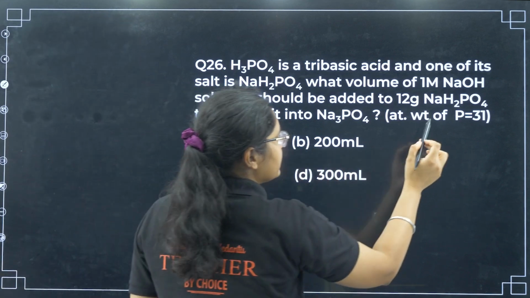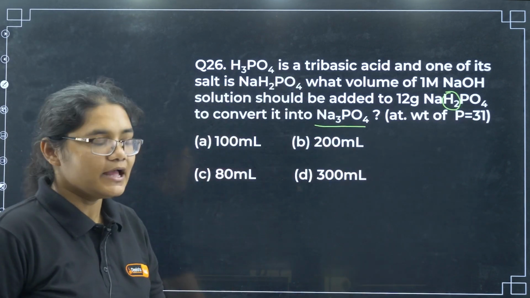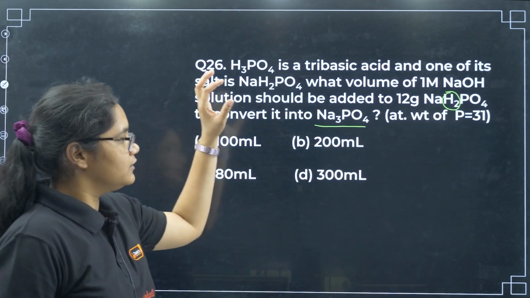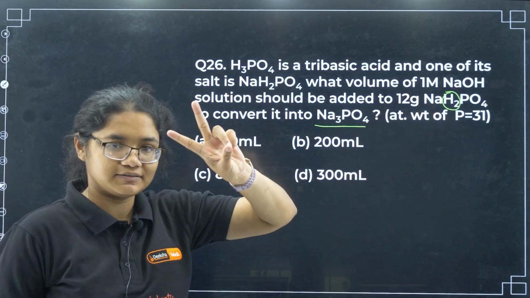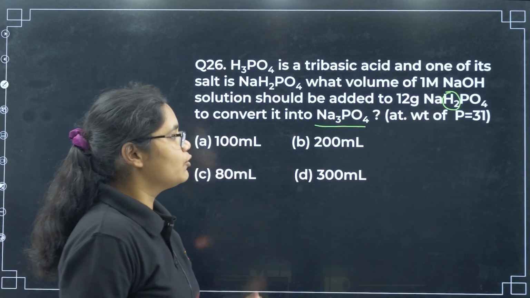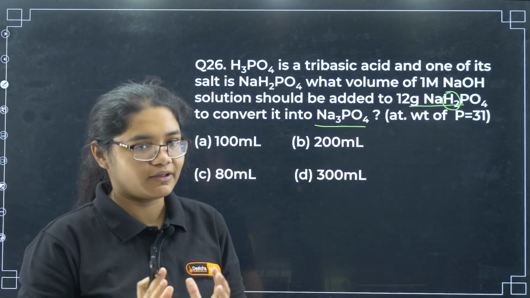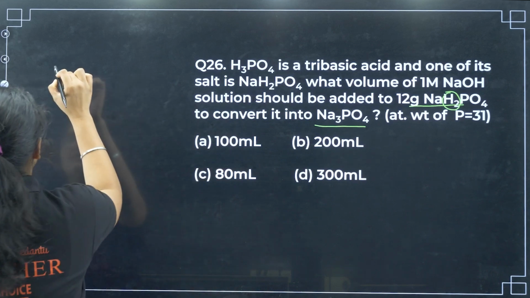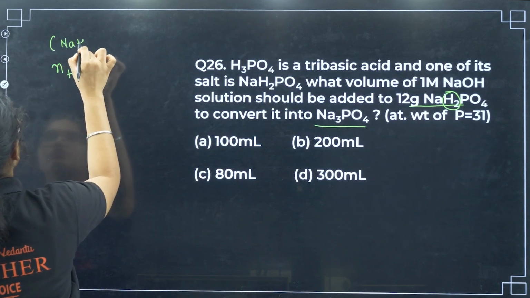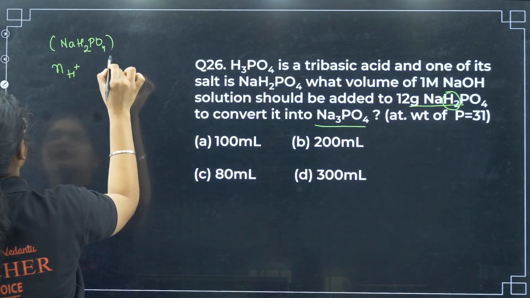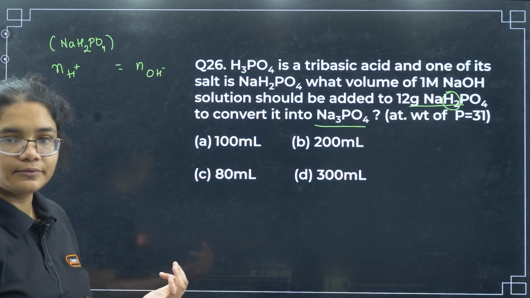Yes, so what I am doing is this H2 is removed and we are getting Na3PO4, right? So I can say that the number of moles of H+ from this particular compound, I'll get 2H+. So the number of moles of H+ coming from NaH2PO4 should be equal to the number of moles of OH- from NaOH, according to the neutralization reaction.